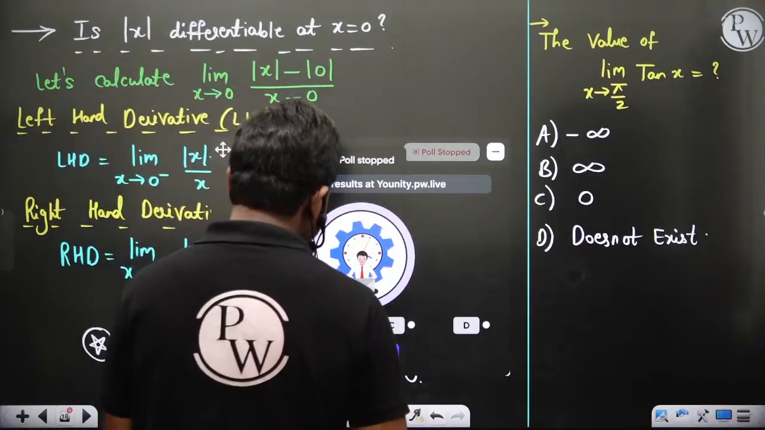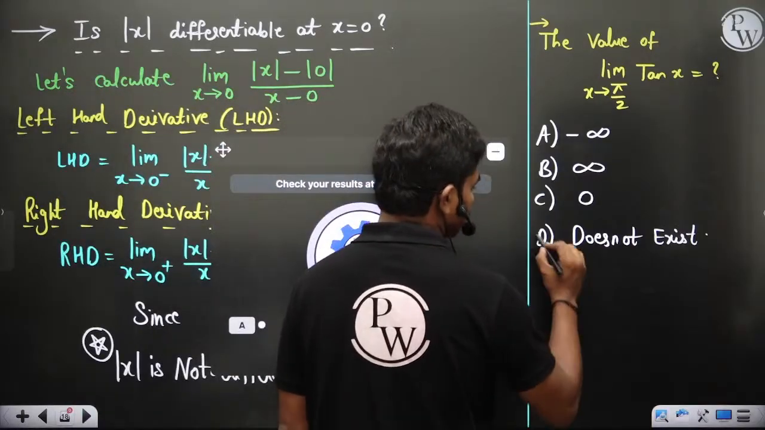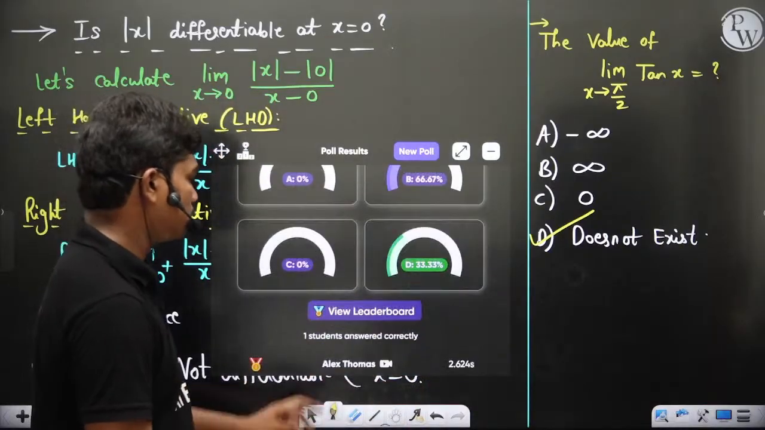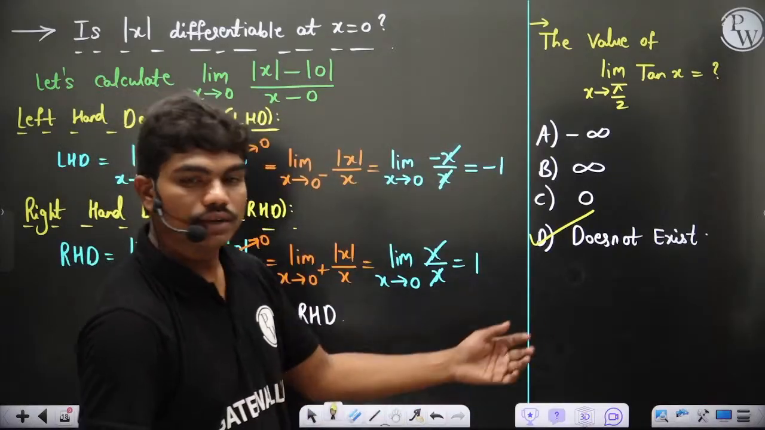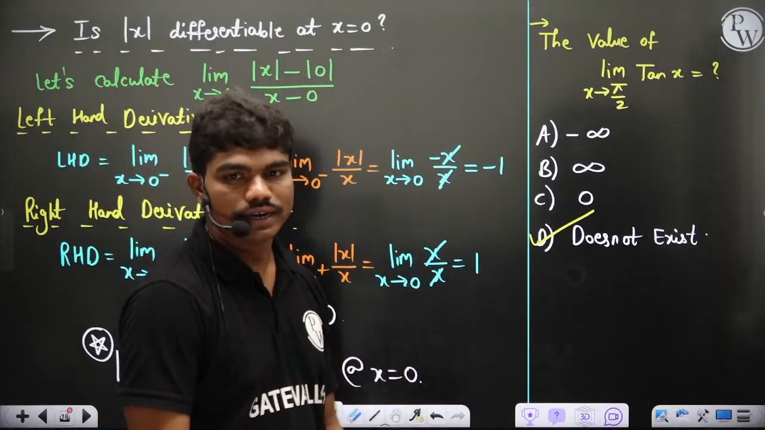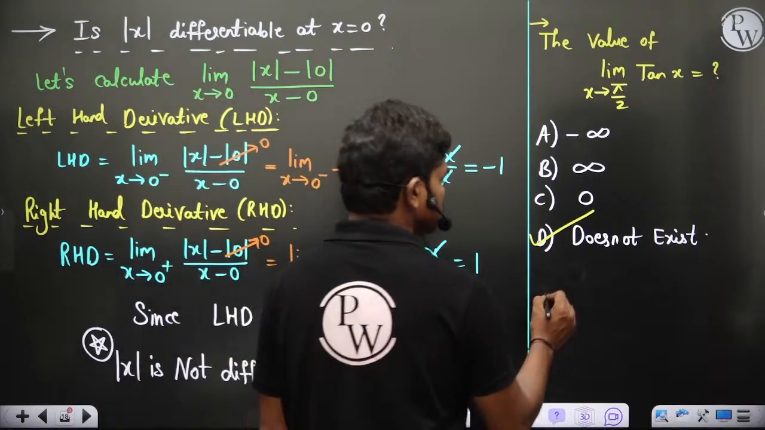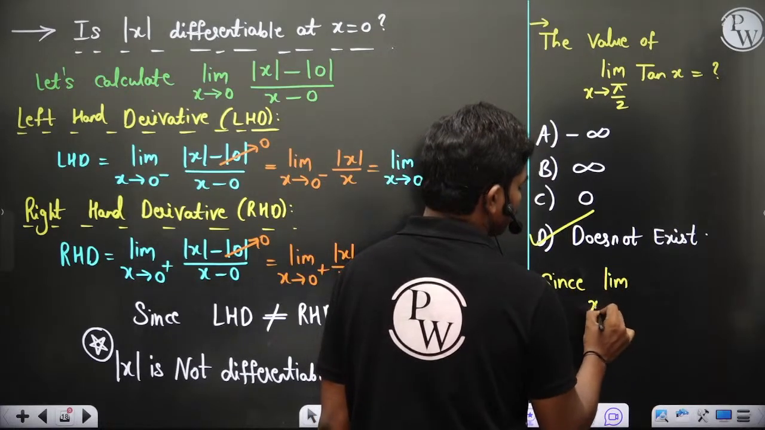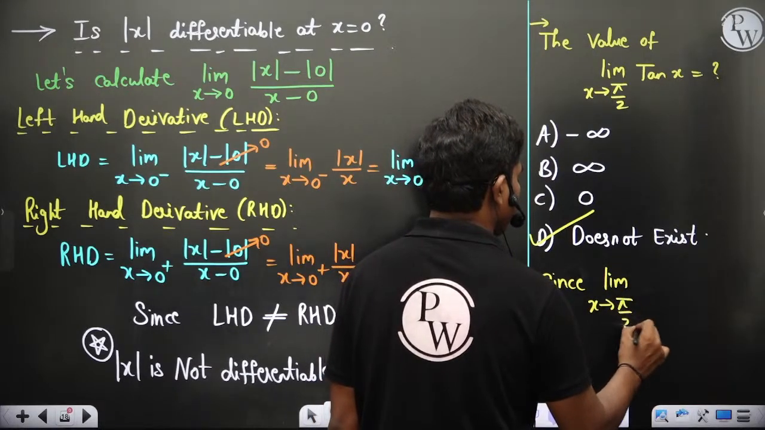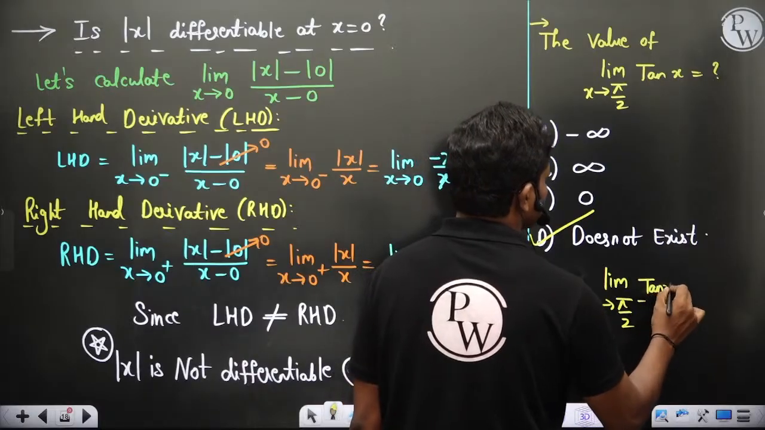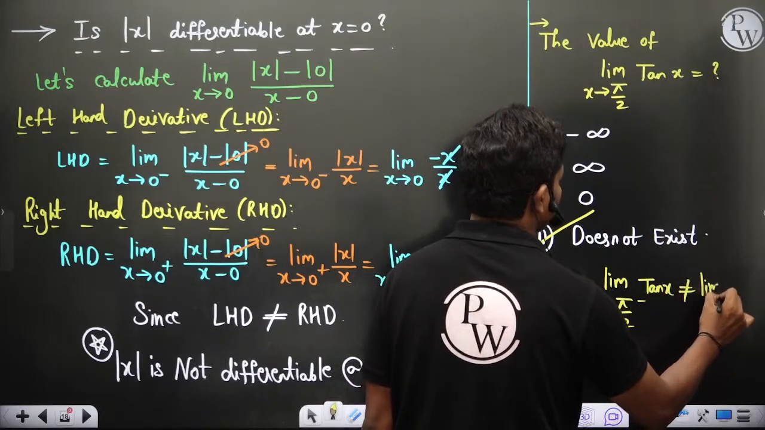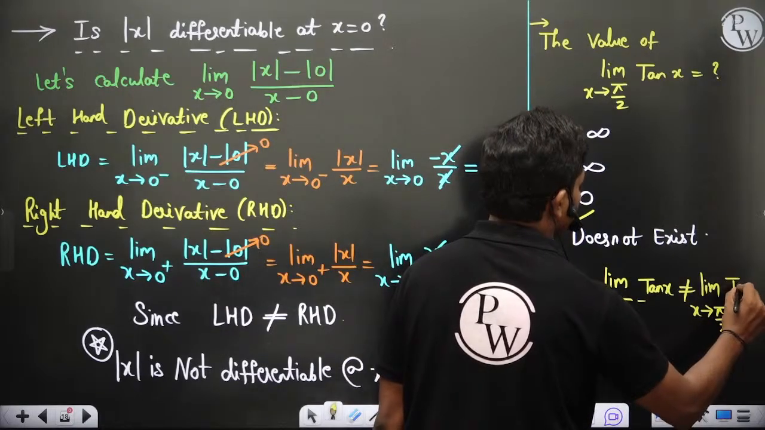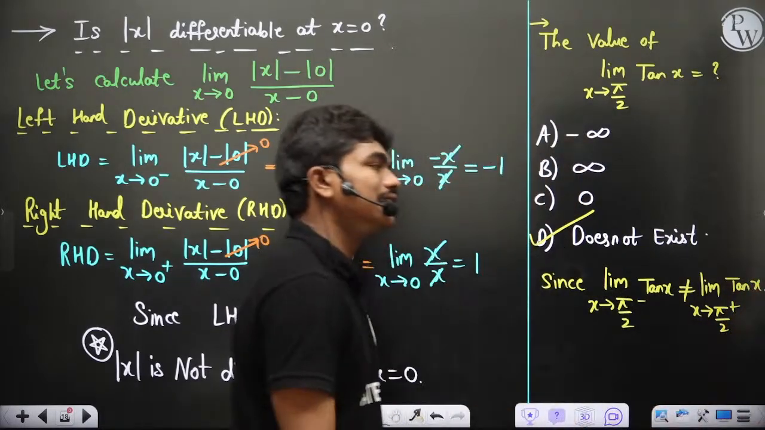Okay. The correct answer for this is it actually does not exist. Okay, we'll see why it does not exist anyway. So Alex, yeah, correct. So we'll see why it does not exist. Of course, the reason for why it does not exist is since limit x tends to pi by 2 minus tan x is not equal to limit x tends to pi by 2 plus tan x. Okay, this is what happens.